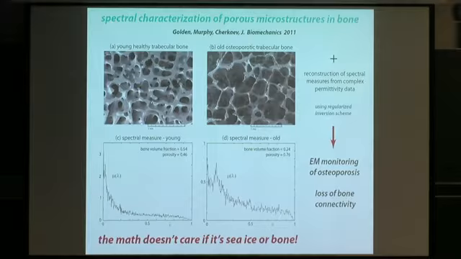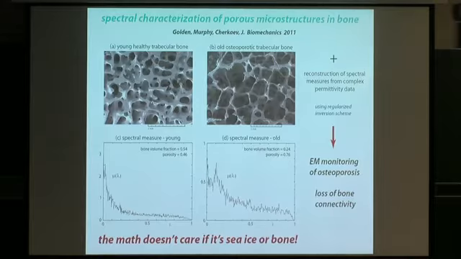And so we essentially took our methods for sea ice and applied it to this case, to osteoporosis, or to human bone, and we developed, based on these Stieltjes representations and the inversion for the spectral measures, a method for electromagnetic monitoring of osteoporosis and trying to look at the loss of connectivity, and hopefully non-destructively. So you don't have to cut somebody's bone open, it's just with an electromagnetic wave.